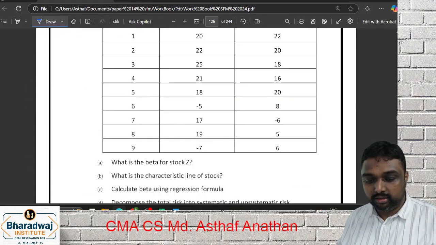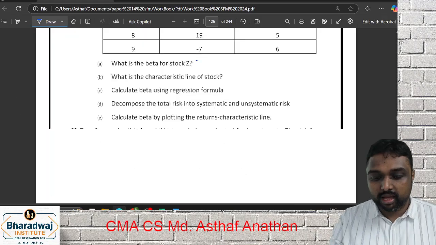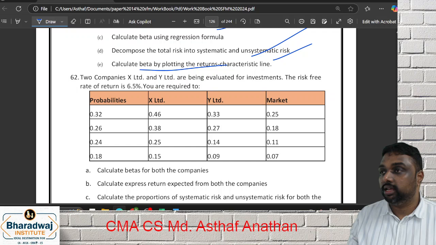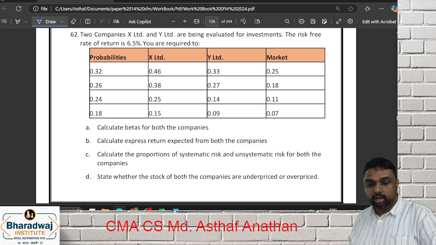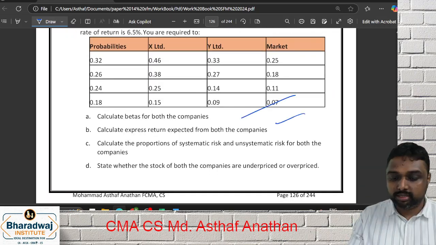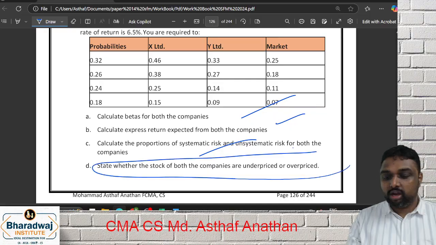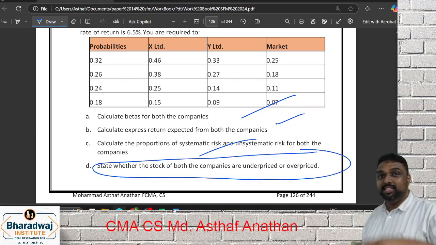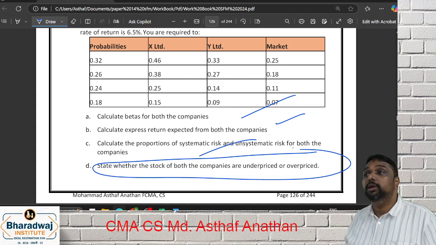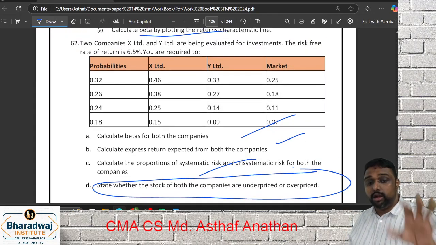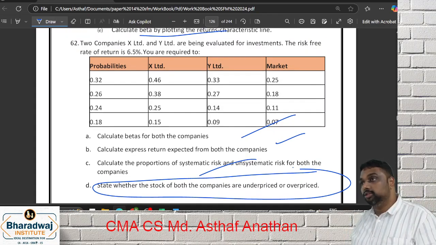Going further, these we also discussed: beta, characteristic line, systematic risk. This floating and all will not come for your exam. Graph paper and all they won't give you. Here also the same thing, expected return, systematic risk. Here comes the point: see whether the stock is underpriced or overpriced. This is the arbitrage point we discussed. So for this, you have to know question 62. If you have the notebook, you can also take it.